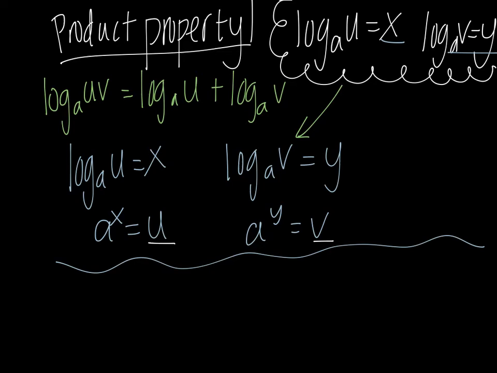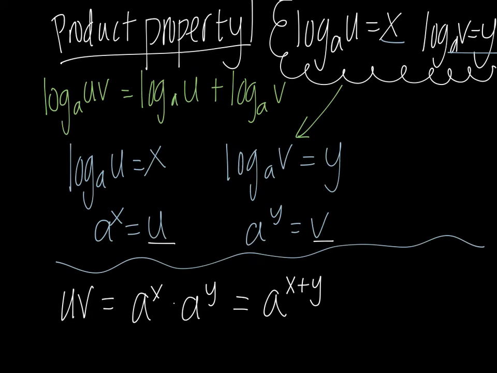Earlier, I asked you to find the log base a of u times v. Well, let's talk about what u times v equals. If we use our definition up here, u is the same thing as a to the x, and v is the same thing as a to the y. And because we know our exponent rules, we know that a to the x times a to the y is a to the x plus y. You might be able to see how this is going to relate.